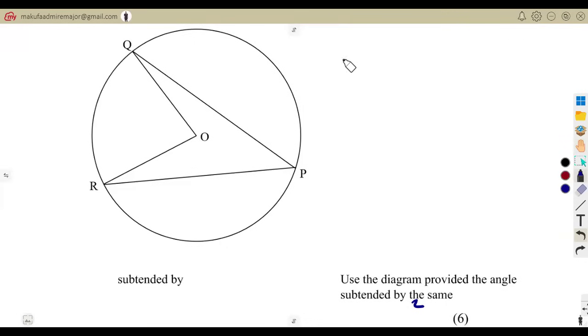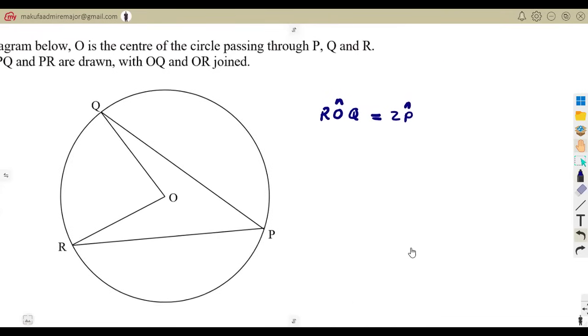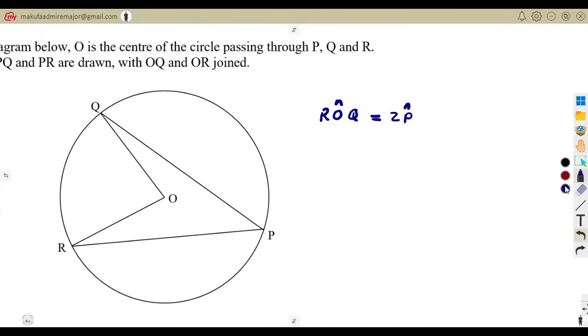They wanted you to prove that this angle ROQ is equal to 2 times angle P. Angle at the center is twice angle at the circumference. Using this diagram, how can we prove? All right, let's start.